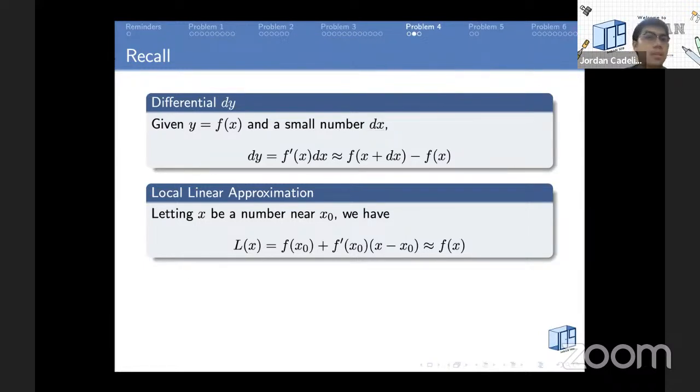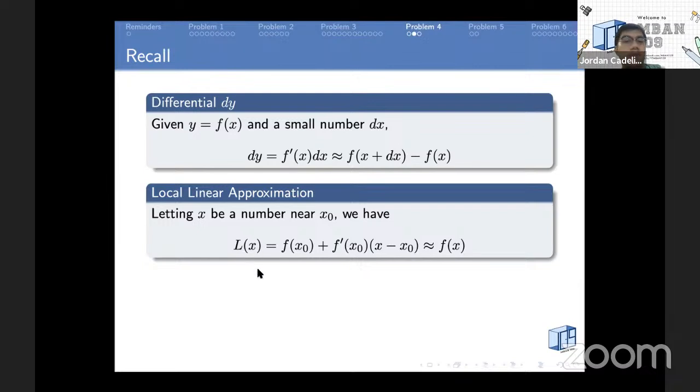Okay, so next. So we use this fact. So bale, ang dy natin equals f prime of x dx, which is just approximately equal to itong f of x plus dx minus f of x. Take note na ang importante dito yung approximate na value. Then, to find our local linear approximation, letting x be the number near x naught, we have the following. So, ang f of x natin is approximately equal to L of x. Take note yung word ng approximate. This is important kasi we are not really finding the exact value, but rather an approximate value given some conditions.